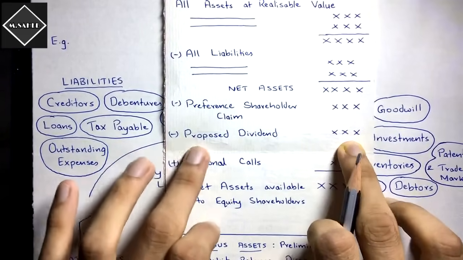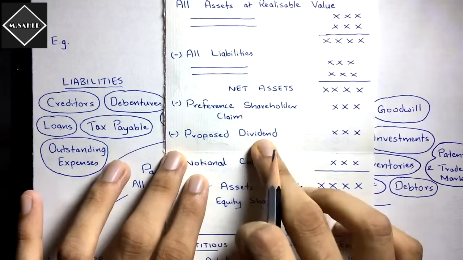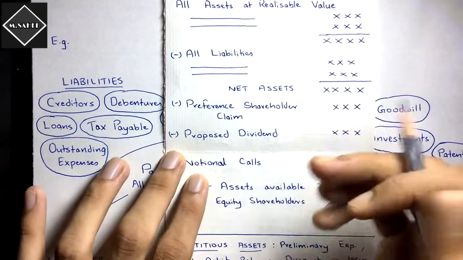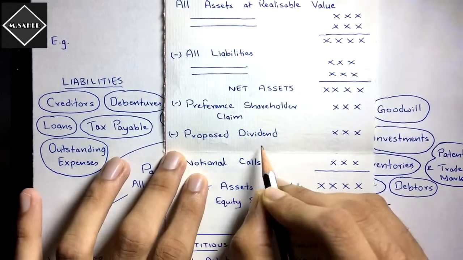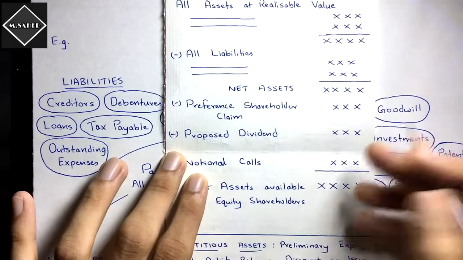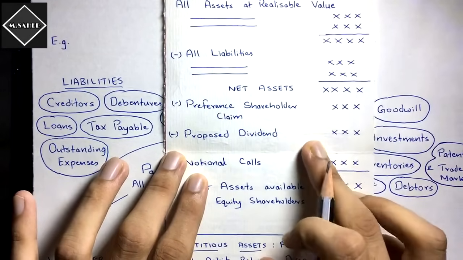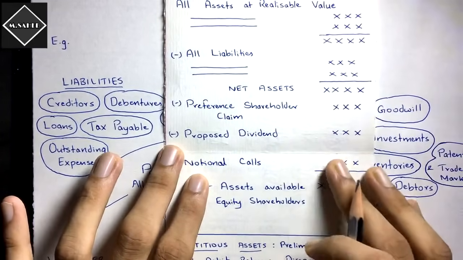We'll discuss this in the later problems. Don't worry, proposed dividend adjustment is very simple. If they say cum dividend value of share, then you don't have to deduct this. If they say ex dividend value, then you have to deduct this. We'll see that while solving the problem in the coming videos. So don't stress over this. It is very simple.